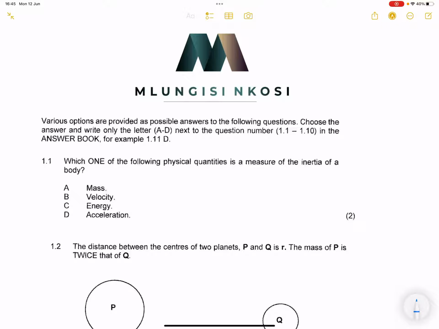Of course, I know many of you are busy with your exams and preparing for your physics. So let's get right into it.